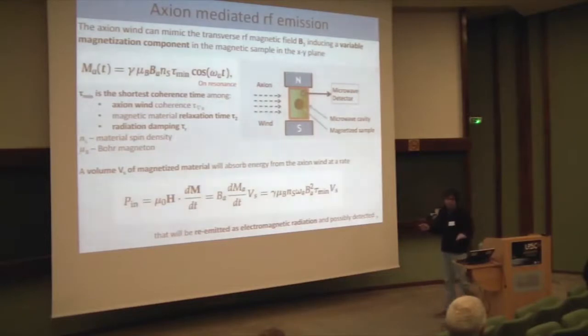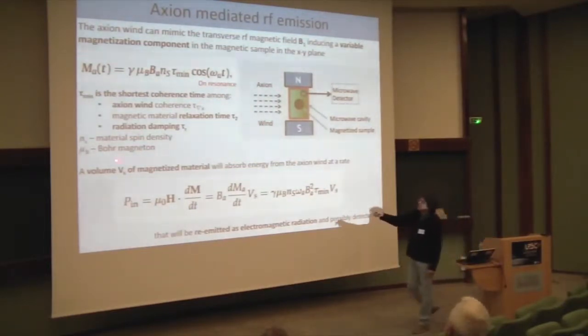So, using the Bloch equation, you can calculate how much is the change in magnetization that can be induced on a sample due to the axion wind. And this is the result. So again, you have the magnetized sample inside the static magnetic field, and you somehow pick up this radio frequency emitted by the fact that your magnetization is changing.